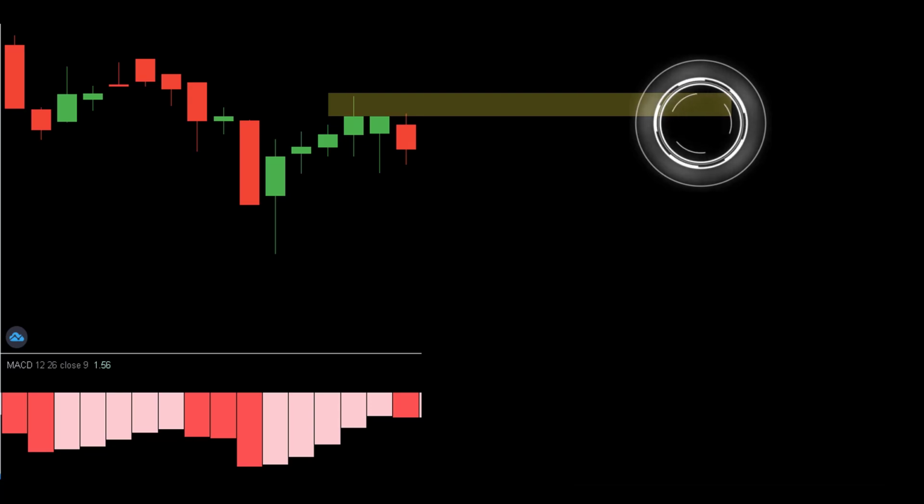Here's an example. We're looking at the weekly chart. Price moved up and then reversed, so we draw a resistance level here. When the price returns to this resistance level, we expect a possible reversal to the downside. So we switch to the daily chart to look for divergence.